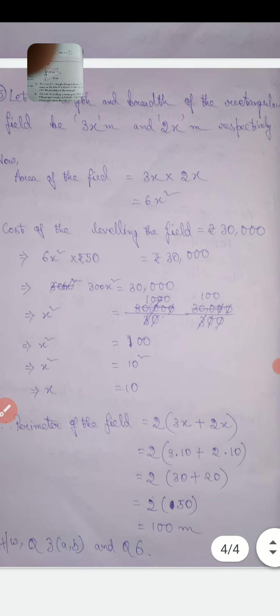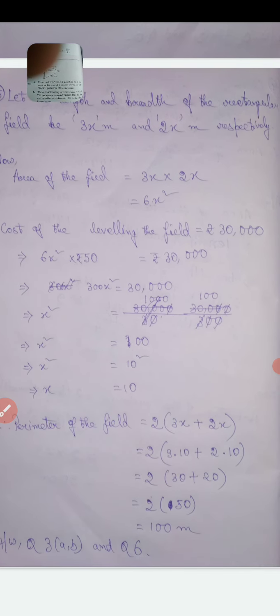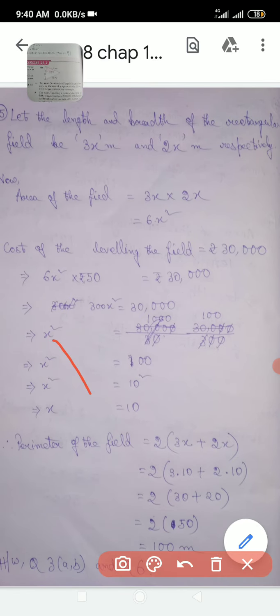So the cost of the leveling of the field was rupees 30,000. Now in the earlier problem we multiplied by the per square meter cost. 6x square is the total area, and it should be multiplied with rupees 50 to get the whole cost, the total cost. Since the total cost is already given as 30,000, whenever we multiply the per square meter cost into the total area, we'll be getting the result.